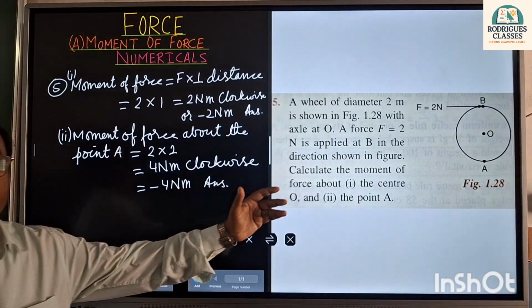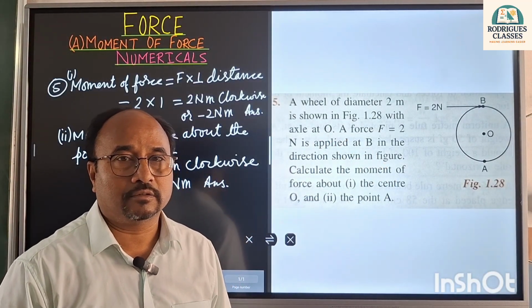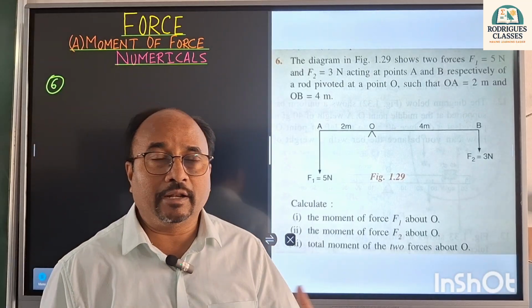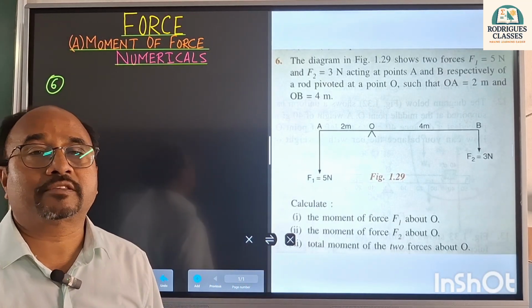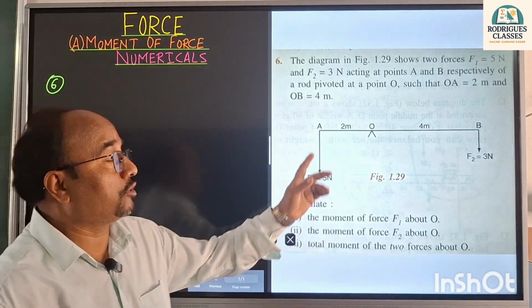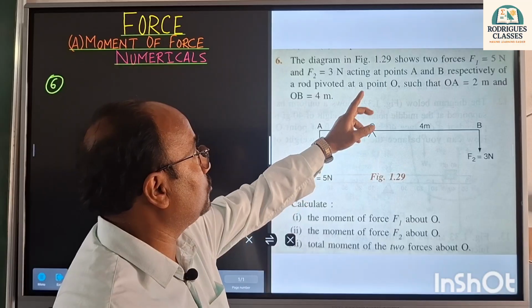So I hope with the diagram numerical you have understood how to take the perpendicular distance. Let us see numerical number 6, another one which is diagram based. Now more and more diagram based sums will be coming. Okay, so follow the question what it says. This is the diagram 1.29 figure.